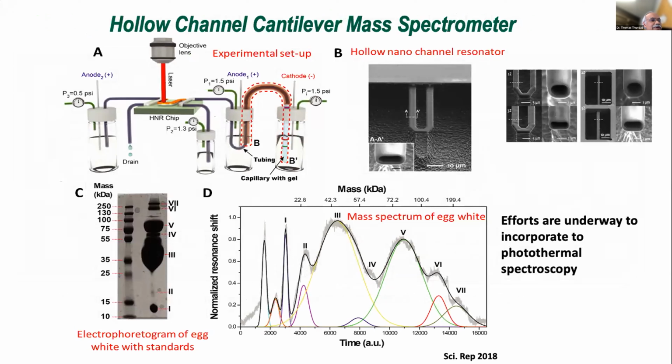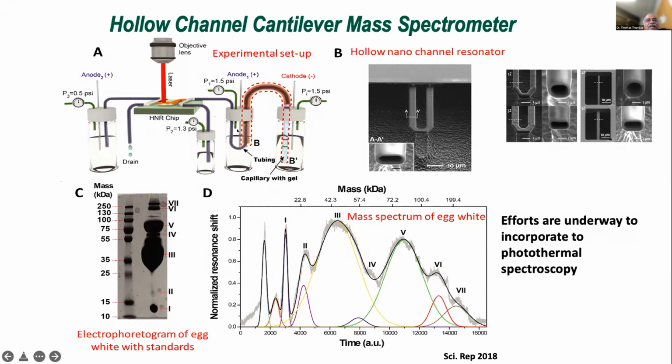We also developed a little mass spec arrangement. Basically we use capillary electrophoresis. We use the egg white. This is the standard spectrum for egg white. We have done gel electrophoresis, and we can actually separate the different proteins in the egg white.